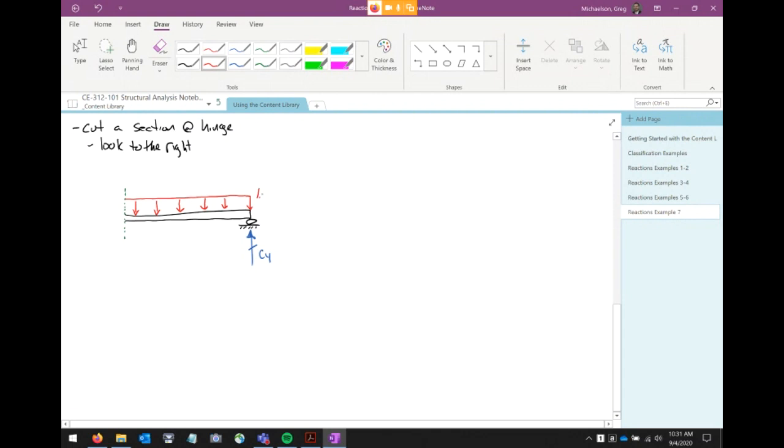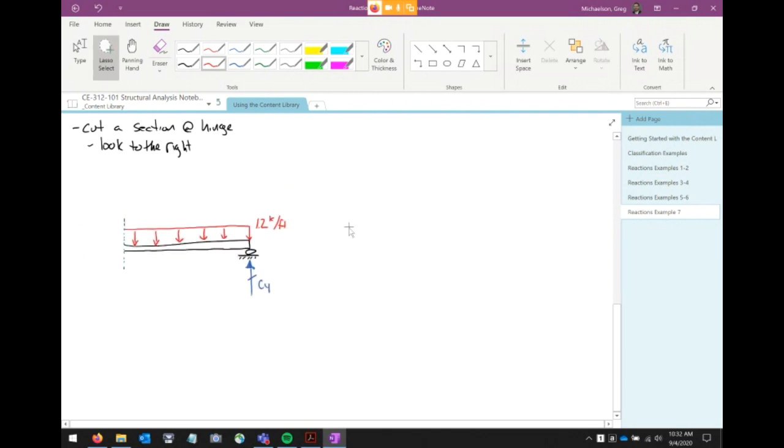And that's 1.2 kips per foot. Let me lower this just a little bit. There we go. Let's lower that just a little bit.